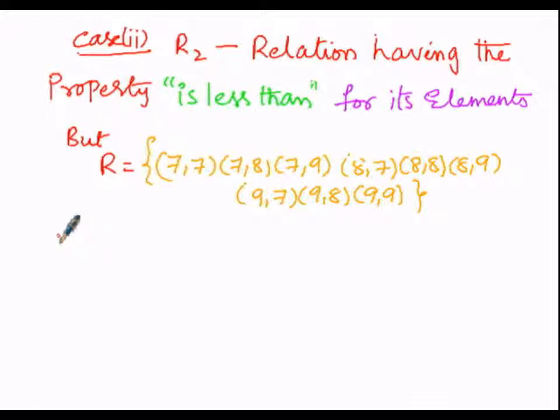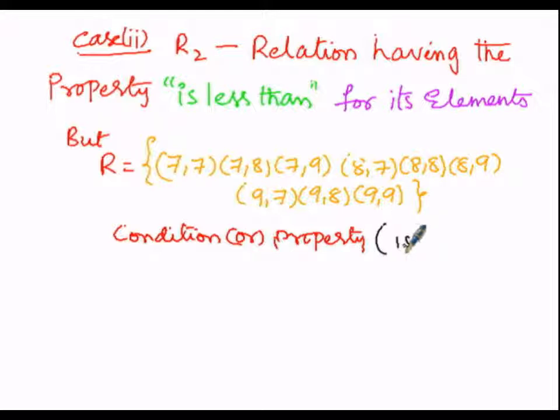So here R2 is given by means of the condition, or in other words it can also be called the property. Here the property of R2 is less than. Mathematically we can write it as the less than symbol, so that implies the first coordinate x must be less than the second coordinate y. So in this manner we have to choose the ordered pairs from the given relation R in order to write the relation R2.